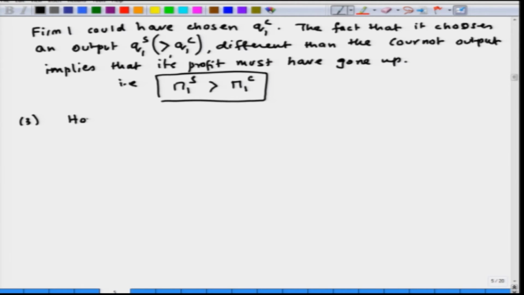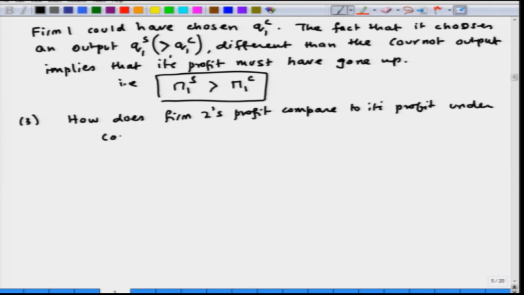So, how does firm 2's profit compare to its profit under Cournot? That is, we are interested in comparing the profit that firm 2 gets under the Stackelberg model with the profit that it gets under Cournot. Now, this is not obvious. And in fact, we can't directly compare the profit of firm 2 under Stackelberg with the profit that it gets under the Cournot model.